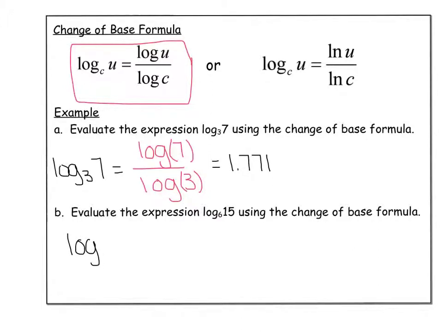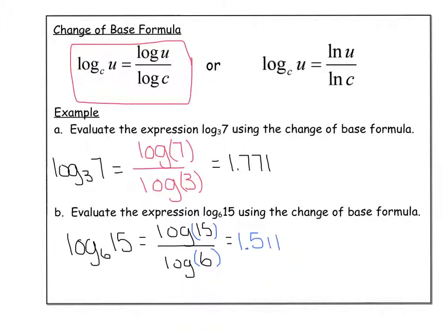The same is going to work for example B also. So we have the log base 6 of 15. That equals the log of 15 divided by the log of 6. Remember, you want to make sure that you have closed parentheses around here. That's going to be equal to 1.511. So that's how you find the value if your base is not 10. If your base is 10, you can just plug it right into your calculator. If it's not 10, you have to use the change of base formula to figure out what it is equal to.